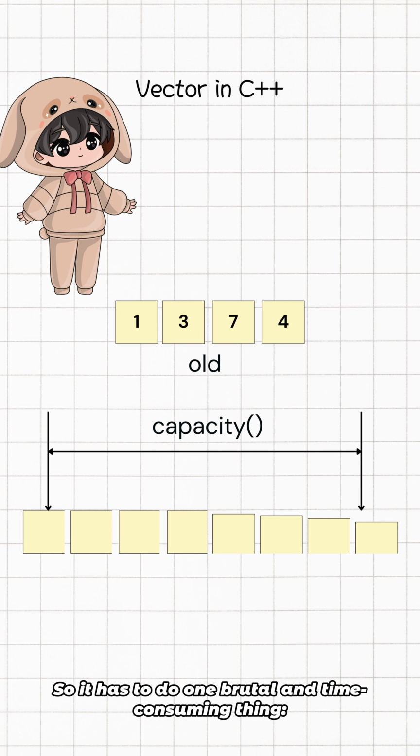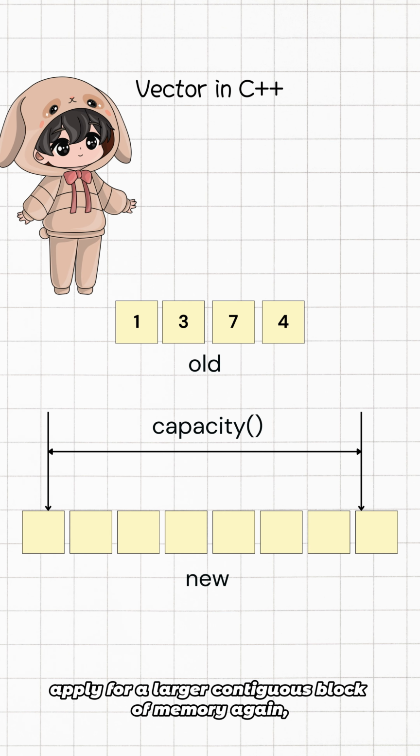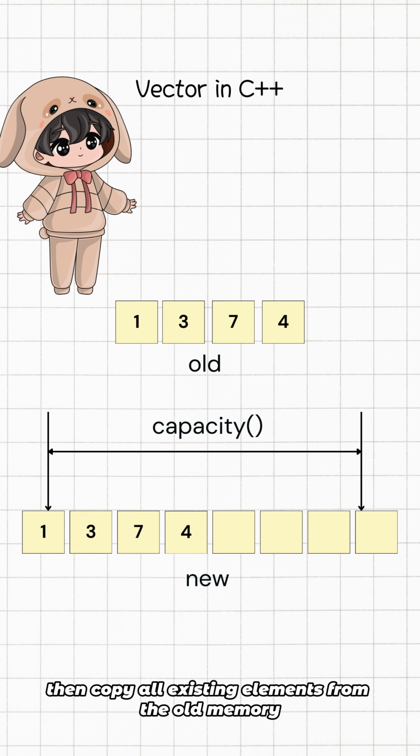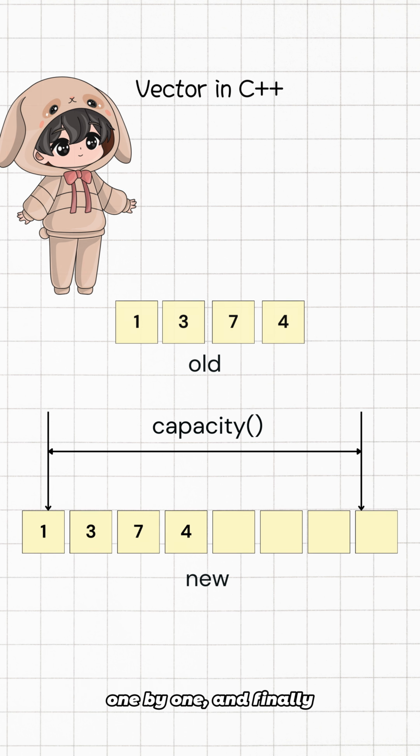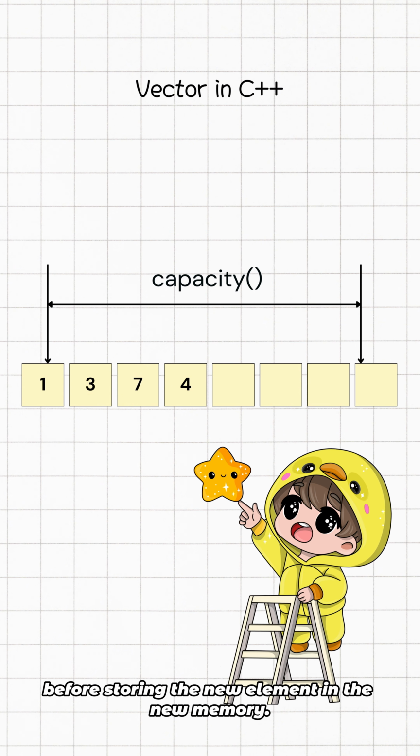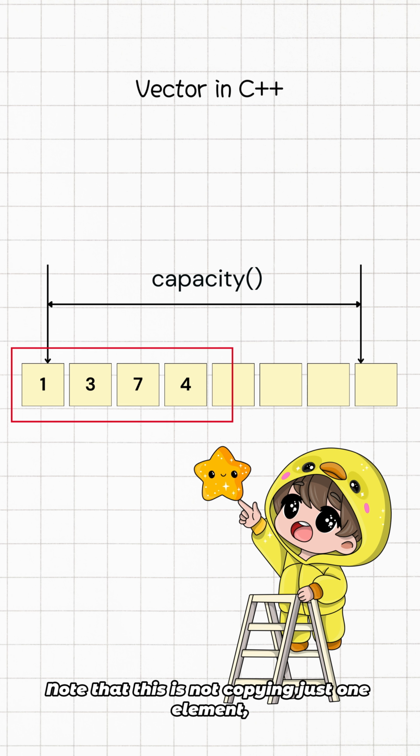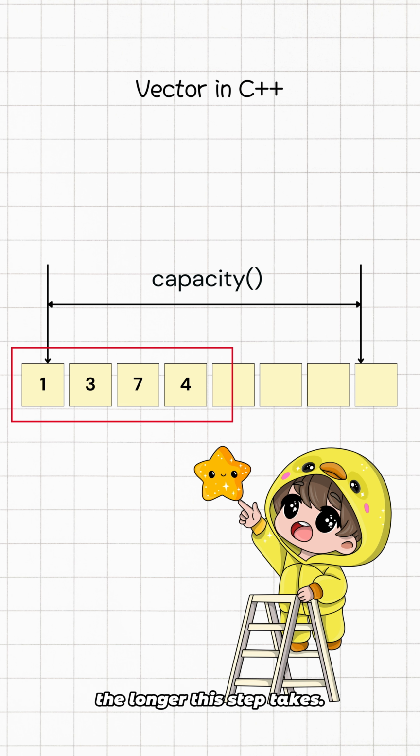So it has to do one brutal and time-consuming thing: apply for a larger contiguous block of memory again, then copy all existing elements from the old memory to the new memory one by one, and finally deallocate the old memory before storing the new element in the new memory. Note that this is not copying just one element, but all existing elements. Therefore, the more elements there are, the longer this step takes.